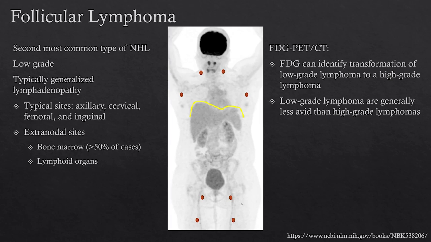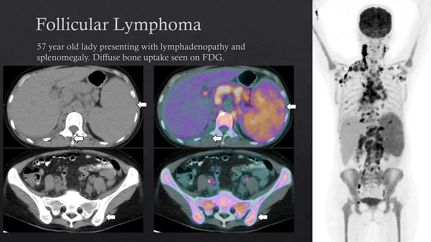Extranodal sites typically seen: bone marrow is involved in 50% of cases. It can also involve lymphoid organs. FDG can identify sites of transformation from low-grade to high-grade lymphoma. The low-grade lymphomas are typically less avid than the high-grade lymphomas.